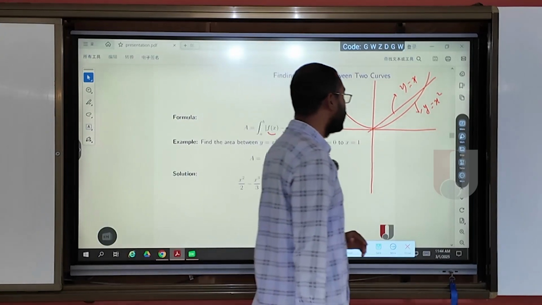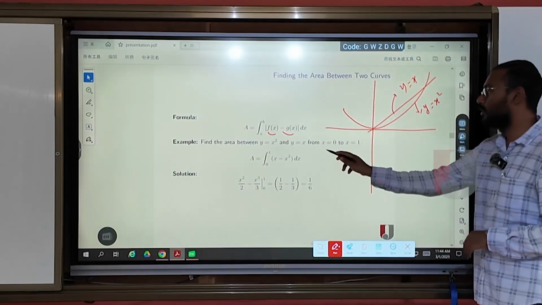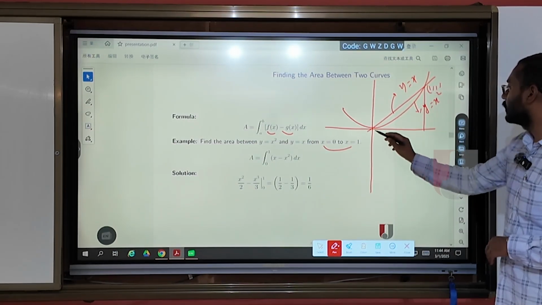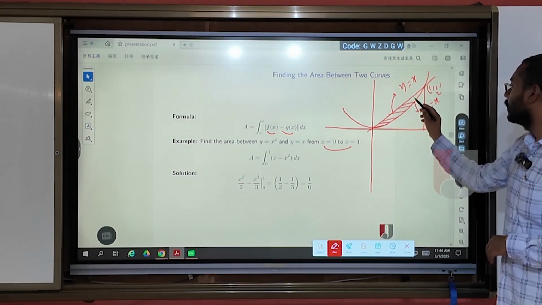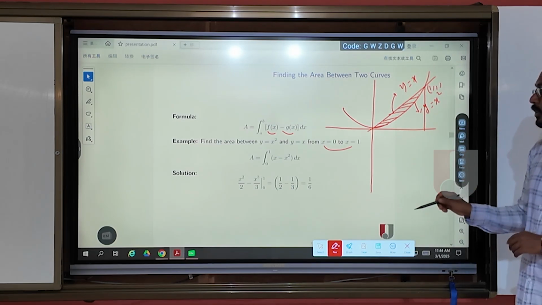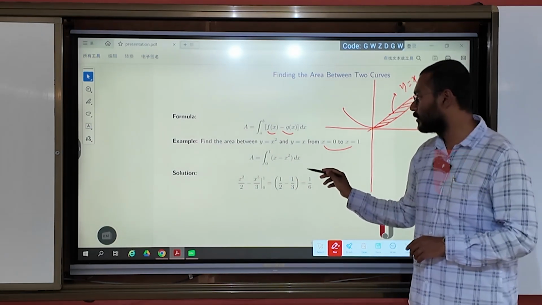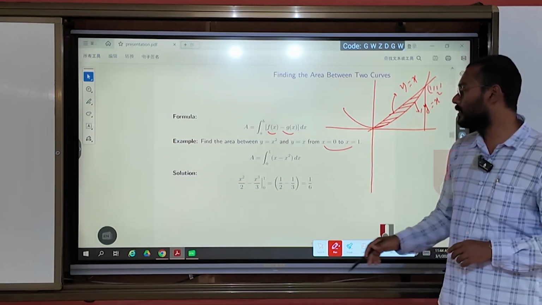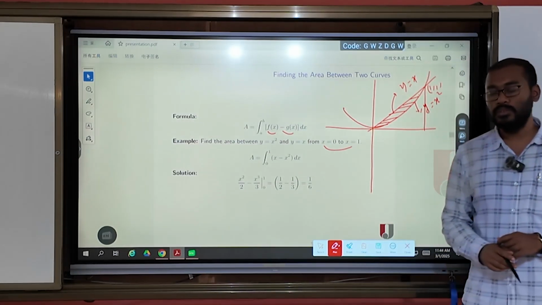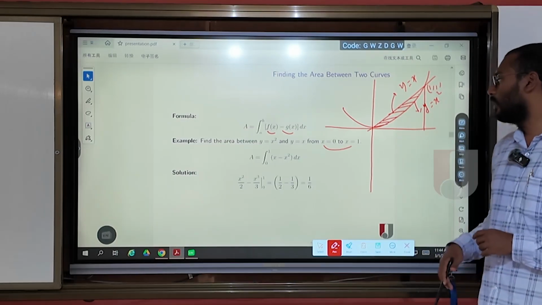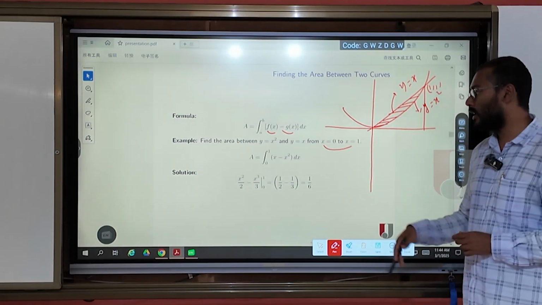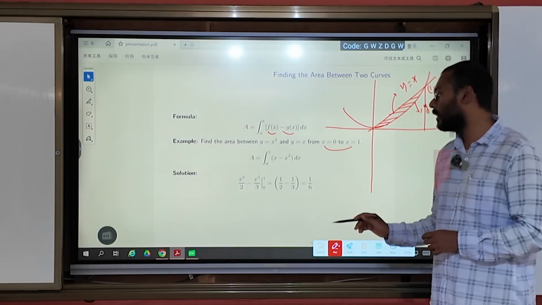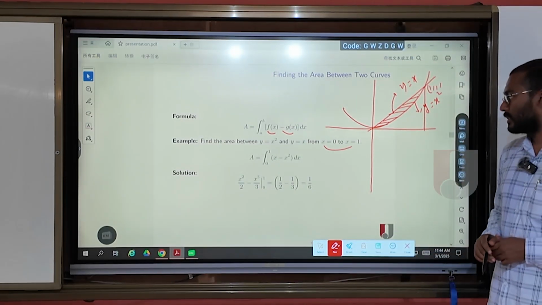Now we have to compute the area from 0 to 1, because it is given from 0 to 1, and the intersection point is 1 comma 1 here. So from 0 to 1, inside that portion, we have to compute the area. So it is the integral from 0 to 1 of x minus x square dx. Now simply simplify the integration. The integration of x is x square by 2 and the integration of x square is x cube by 3. Now we put the upper limit 1 and lower limit 0. Once you put the limits, we will get 1 by 6.